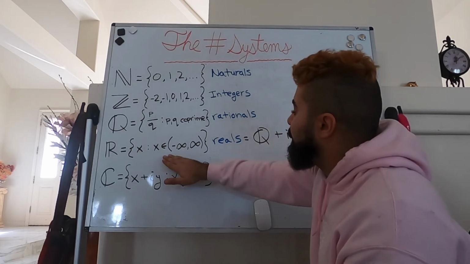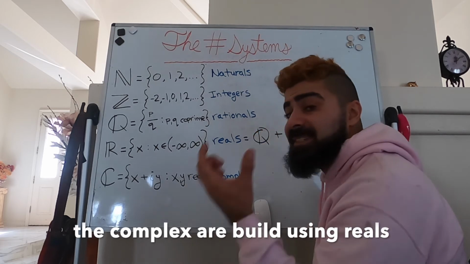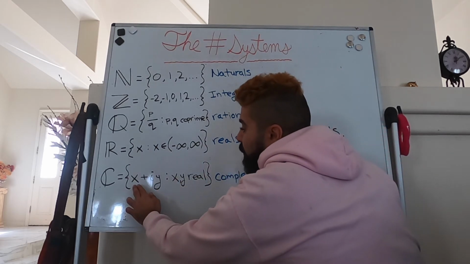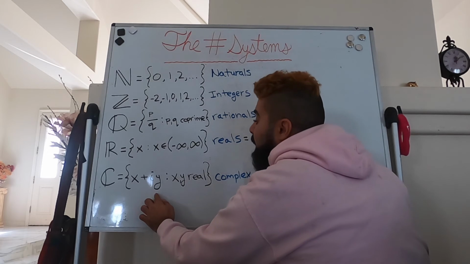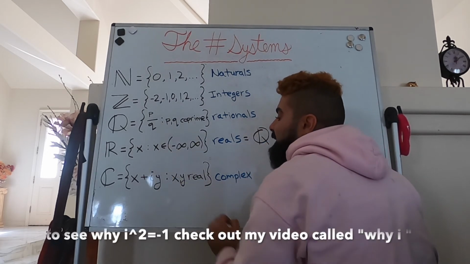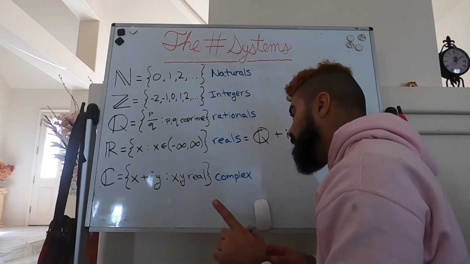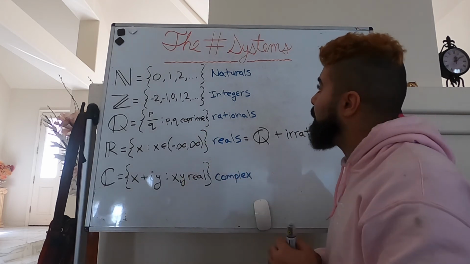Once we've defined the reals, we can go ahead to my favorite, the complex numbers. A complex number is a tuple. It is always written in the form of x plus iy, where x and y are real numbers, and i is some imaginary number, and then we have a video that shows you why i squared equals negative 1. And that is all for the number systems.